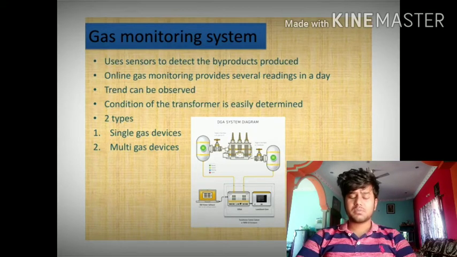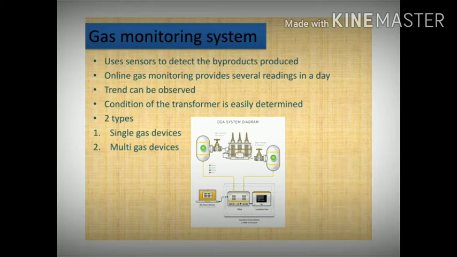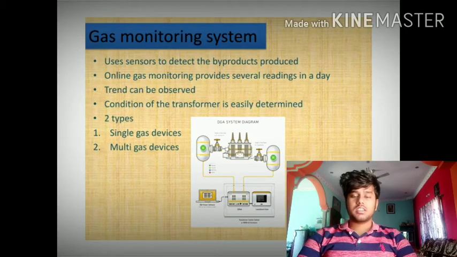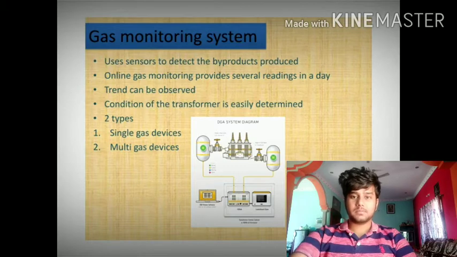Coming to the gas monitoring system, it is a simple system where sensors are installed into the transformer tank, which send several data points every day about the condition of the transformer oil, through which a trend can be plotted, which tells about the condition and even the health of the transformer. Basically, there are two types of devices: single gas devices and multi-gas devices.